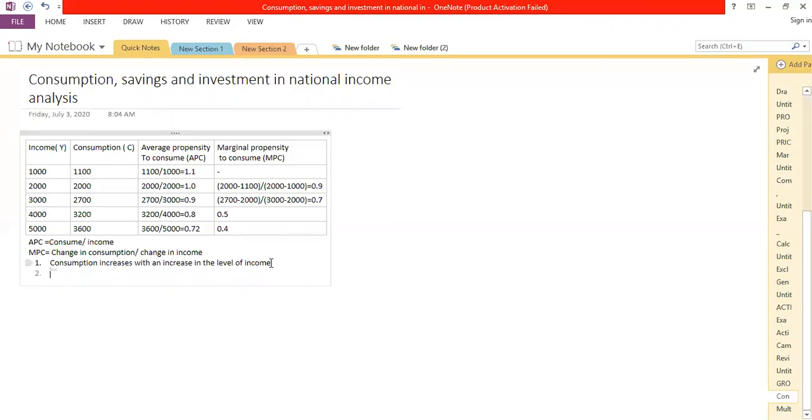Point number two is that the average propensity to consume, the APC, decreases with an increase in the level of income. And finally, point number 3 is that the marginal propensity to consume again decreases with an increase in the level of our income. And we have explained why.